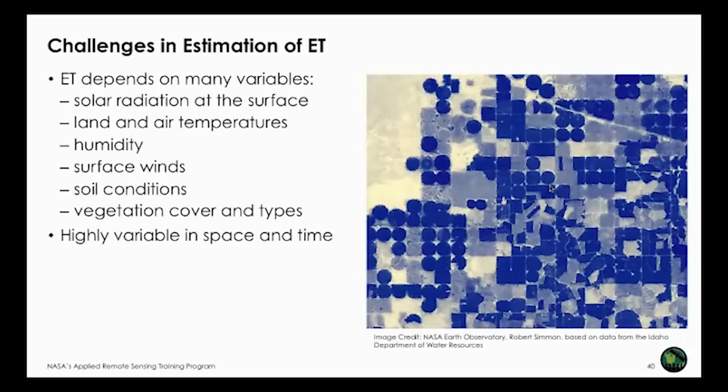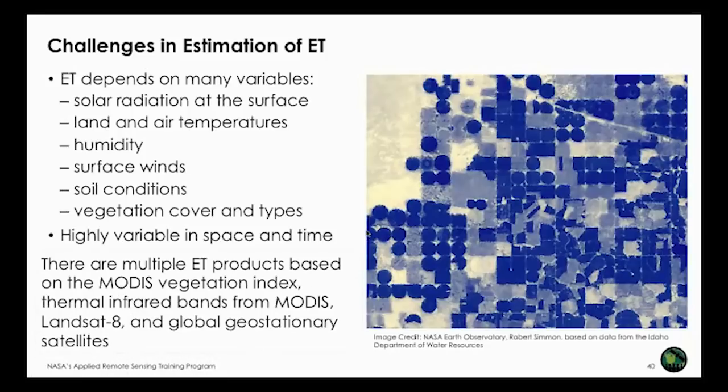There are challenges in estimating ET because ET depends on multiple variables. So solar radiation received by the surface, land and air temperature difference, humidity difference between surface and air, surface wind speed, soil conditions, vegetation cover and types. Also, it's highly variable in space and time. As you can see, these are different fields and these are areas outside that could be natural vegetation or there could be no vegetation. So it's highly variable in space and also in time.